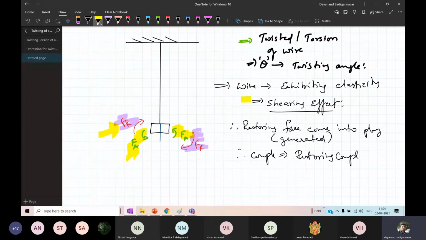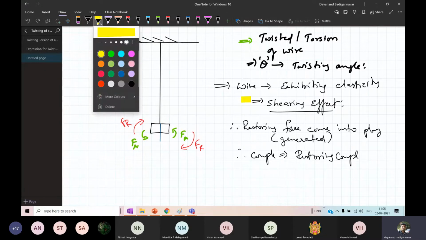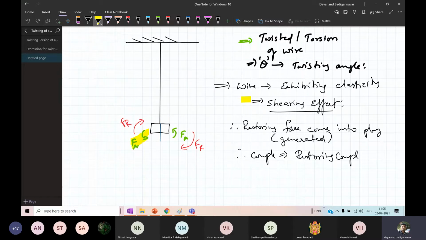Why? Because the nature of the wire itself is such that it tries to go back to its original position. So when you twist it, what happens is that the wire has a restoring couple which is exactly acting in the opposite direction. Okay, so you have applied the force in this direction. Let us assume it is in the clockwise direction. Sorry, it is in the anti-clockwise direction. The couple of the force you applied is anti-clockwise. But the wire is going to generate a restoring couple which is exactly in the opposite direction, that is, the clockwise direction.